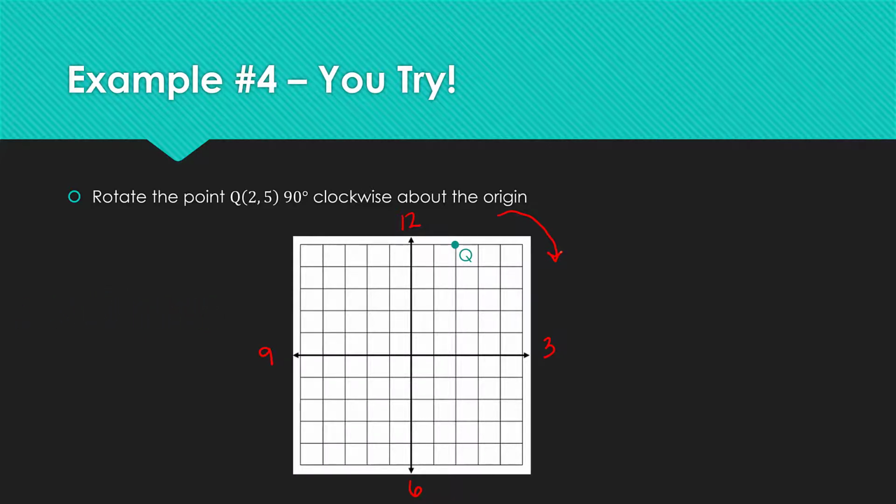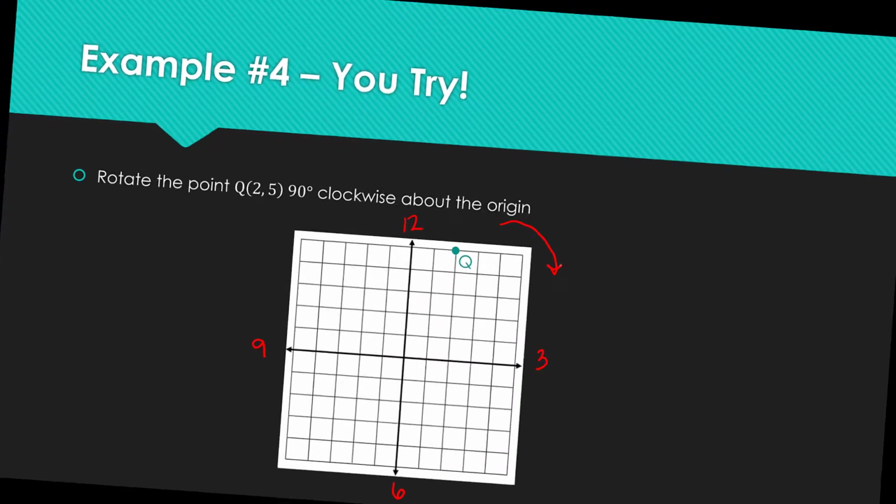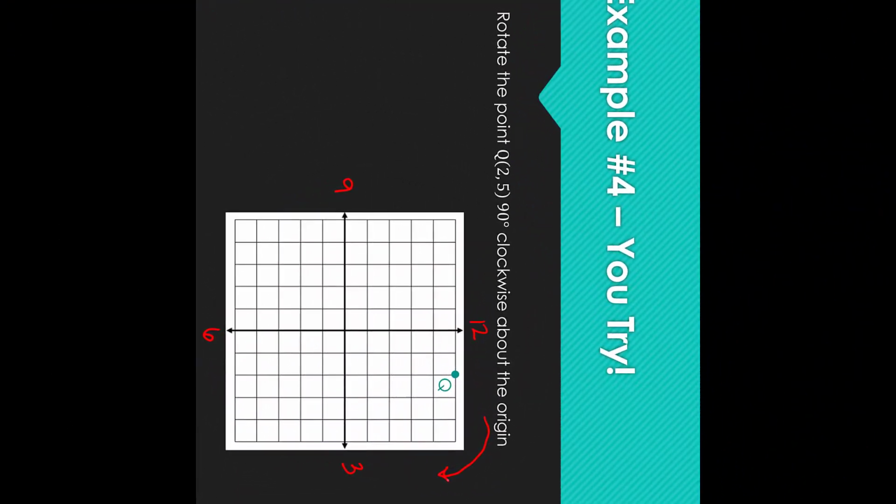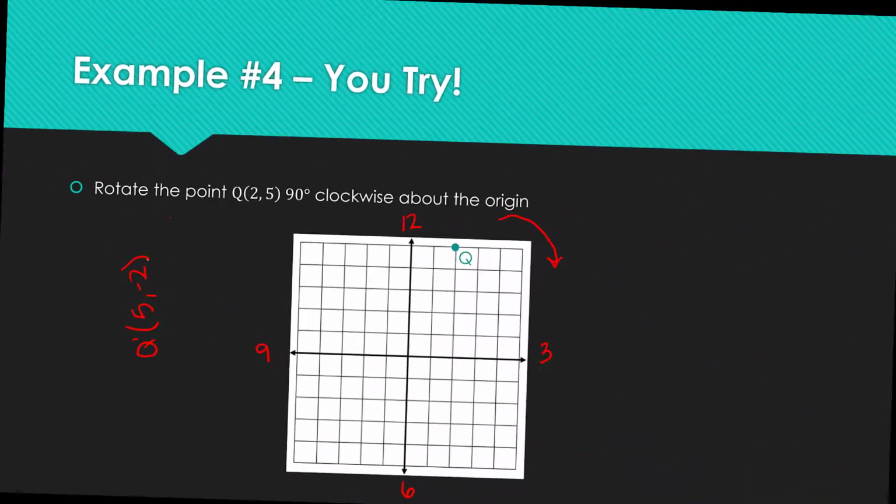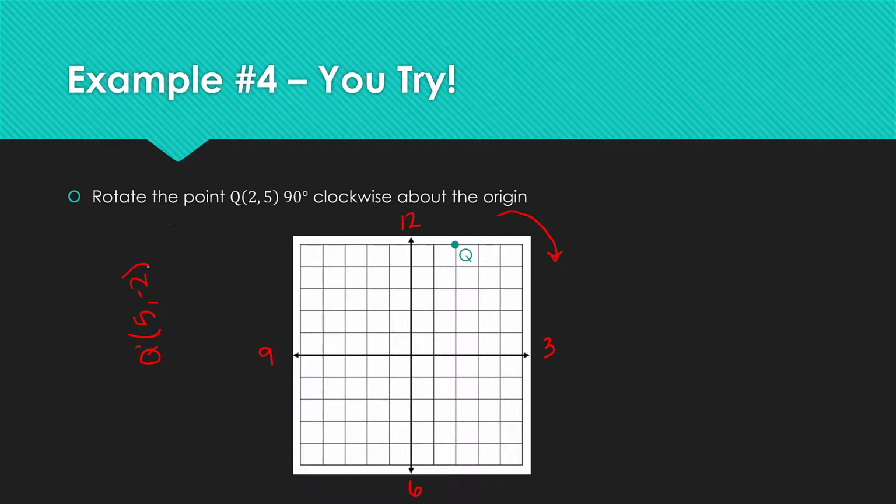All right, so I gave you the arrow to indicate which way you wanted to rotate this. So I'm going to grab my paper and rotate it 90 degrees clockwise and write down the new Q prime coordinate. Right 5, down 2. (5, -2). And now, back to normal, and plot that point. (5, -2), Q prime.